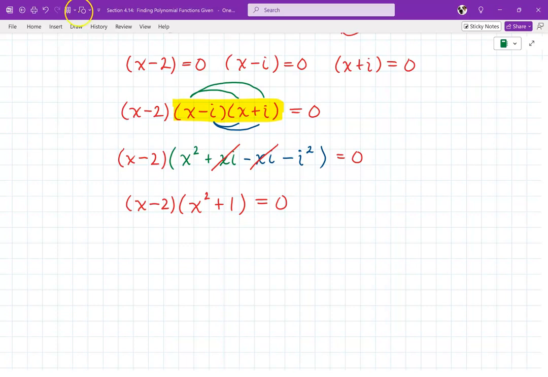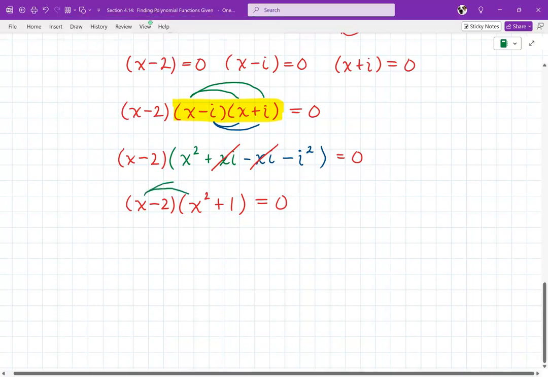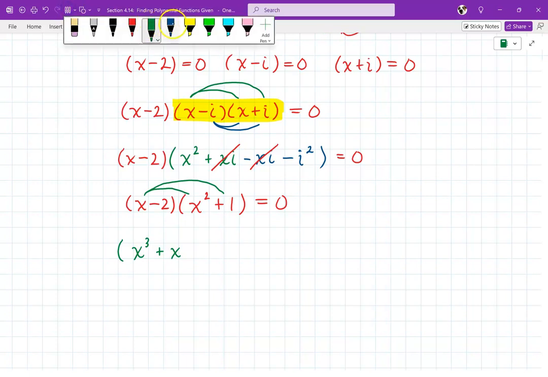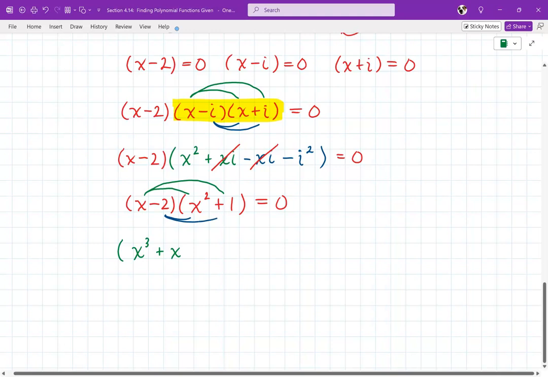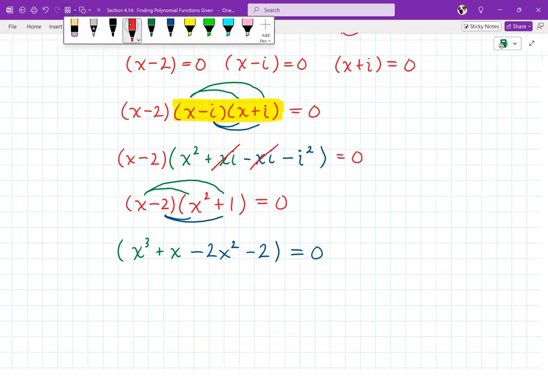Let's go ahead and multiply this out, then we're done. So here we go. Multiplying those two first. x times x squared, that's x cubed. Then multiplying x times 1, that's positive x. And then let's multiply the others. Negative 2 times x squared, negative 2 times 1. So negative 2 times x squared is negative 2x squared. Negative 2 times 1 is a negative 2. All you have to do now is put it in the right order, and you're done.